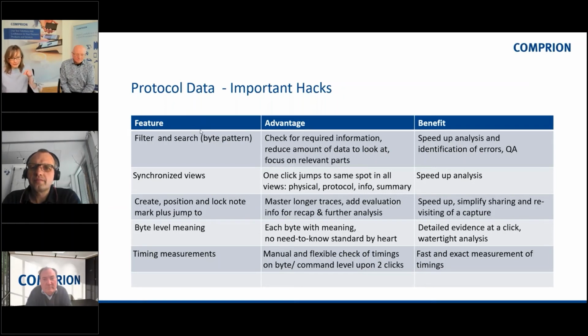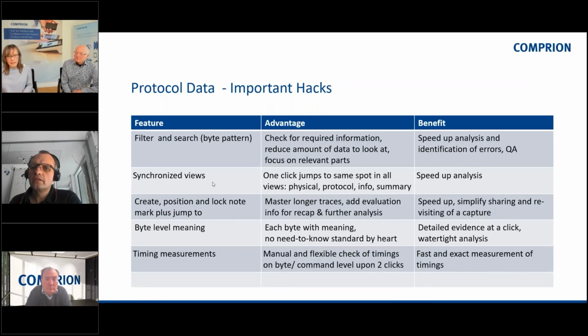But before we dive into details, I'd like to give you a short summary of what we have seen, in the protocol data part and in the analog data part. So in the protocol data part, for instance, we have the feature filter and search. So what's in it for you? This feature really helps you to orientate yourself in a larger recording, in a larger capture. Usually with NFC, you get quite a lot of data, and it's important to hop to those parts of the sessions which are relevant or important or where the error occurs.